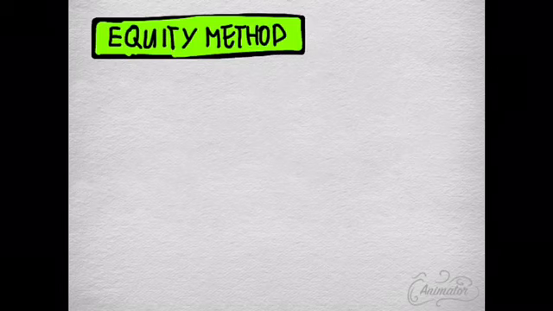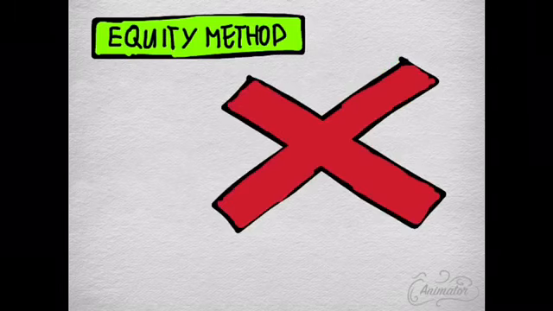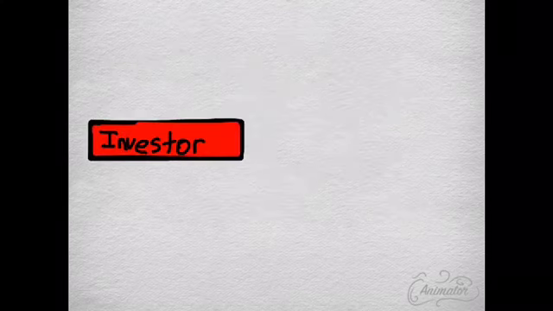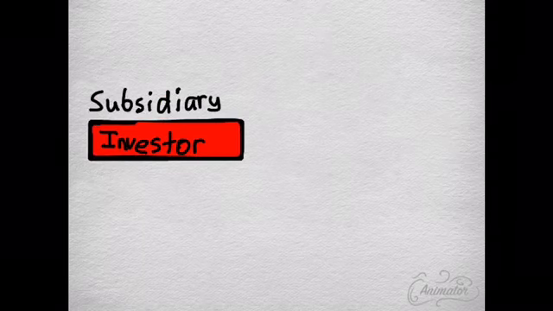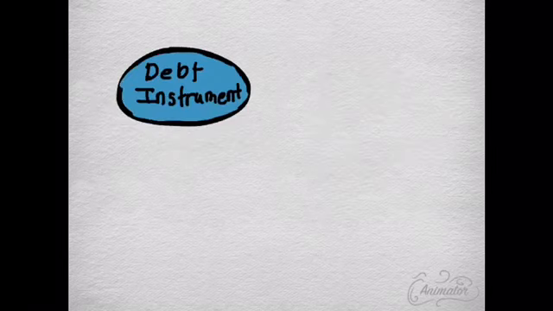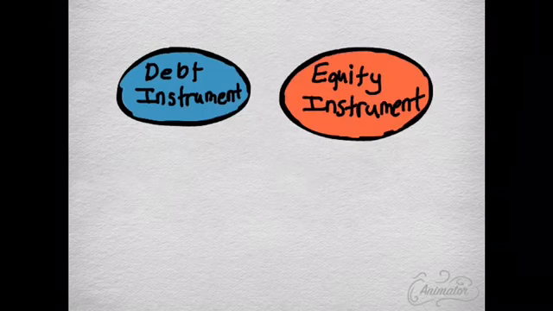So the next question would be, are there times that the equity method would not be used? Well, the answer would be yes. There are some instances. Let's say you are the investor and an associate, and there's another company which is the parent and you are the subsidiary. By that, we would not use the equity method.